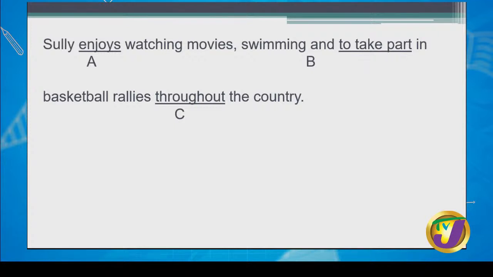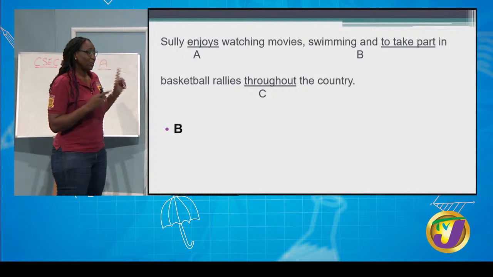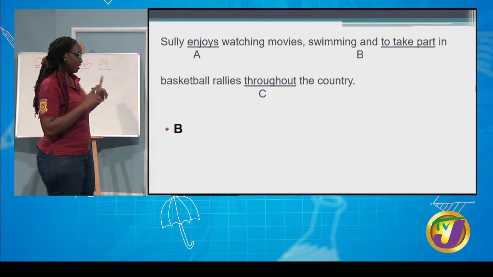Look carefully. Sully enjoys watching movies, swimming, and to take part in basketball rallies throughout the country. Found the problem yet? Is there a problem to find? All right, let's look. So the problem is with the runaway B, to take part. Why is it incorrect in this sentence to say to take part? Because there's nothing wrong with saying to take part in another sentence, but why is it wrong in this one? Look at the other phrases that came before.